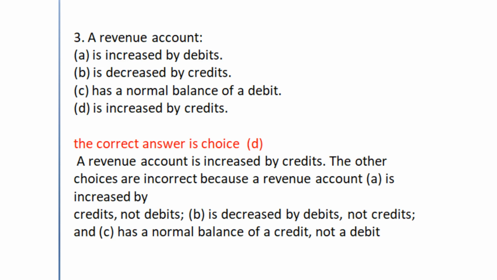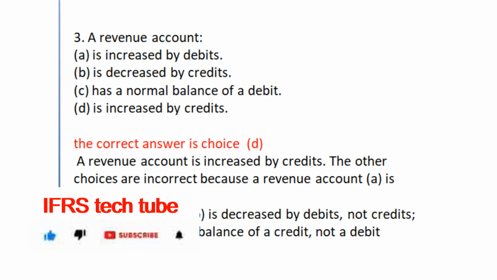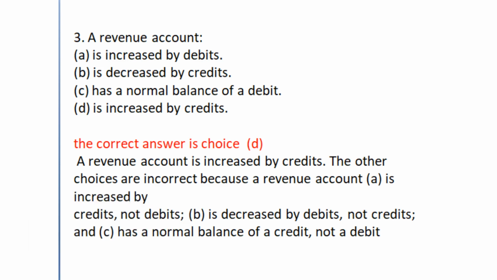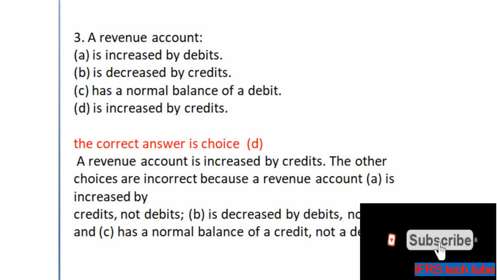The correct answer is choice D. A revenue account is increased by credits. The other choices are incorrect because a revenue account A. Is increased by credits, not debits. B. Is decreased by debits, not credits. And C. Has a normal balance of a credit, not a debit.